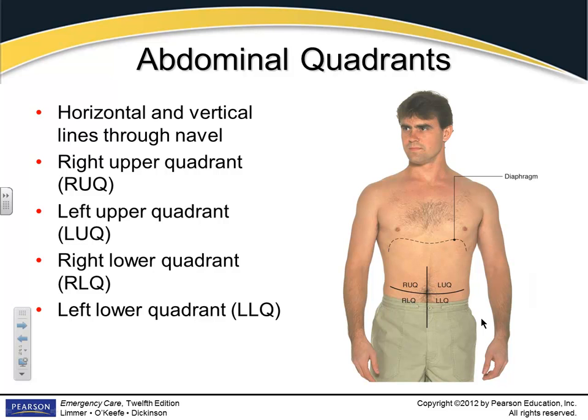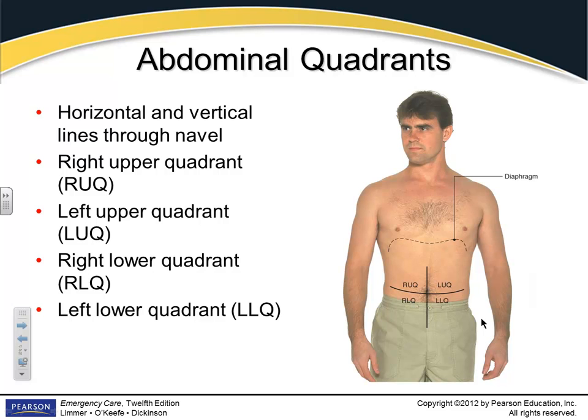Abdominal quadrants. At this level, we divide the abdomen up into 4 quadrants. Quadrants, that means 4. So we're going to have the upper right quadrant, the lower right quadrant, the upper left quadrant, and the lower left quadrant. And there are different things contained within each one of these quadrants.